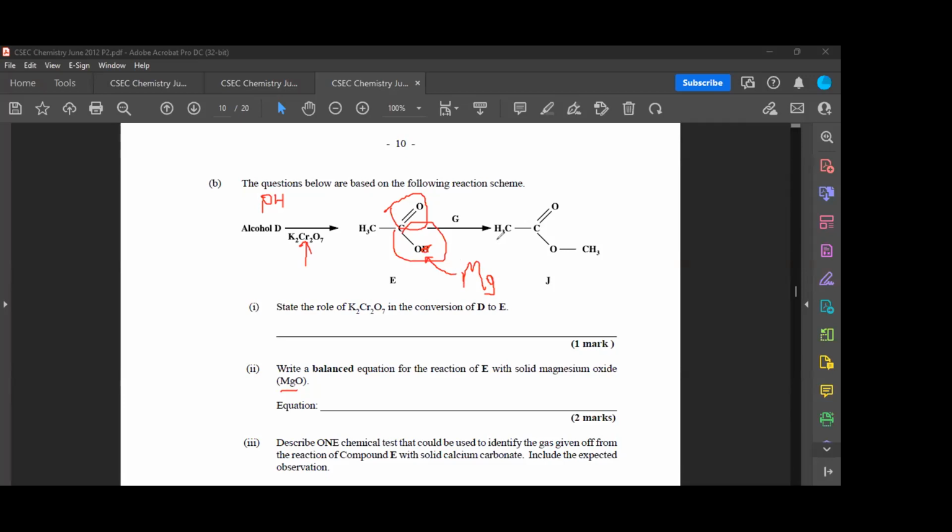So for carboxylic acid, the reaction actually takes place at the OH group. It won't take place here because this is a stronger bond than the OH. So the Mg will now be a part of this part of the chain. So this now turns to Mg. And what is formed as a side product is water, H2O.